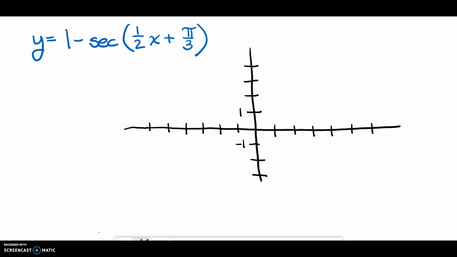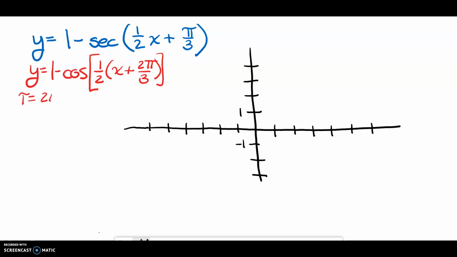So I'm going to go ahead and rewrite this function in terms of cosine. And I know in this function that my b value needs to be factored out. So when I factor that out, I get 2 pi over 3. All right, so how am I going to use that to graph this function? Well, I'm going to calculate the period, which is going to be 2 pi over b. So I have a period of 4 pi.